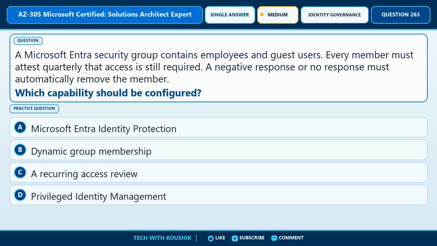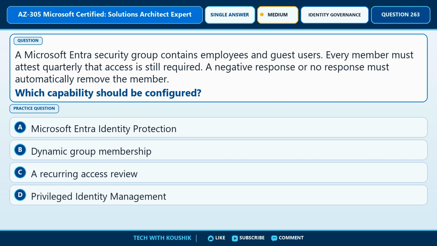Review question number 263 carefully. The focus now shifts to identity governance. Review the scenario carefully. A Microsoft Entra security group contains employees and guest users. Every member must attest quarterly that access is still required. A negative response or no response must automatically remove the member. Which capability should be configured?